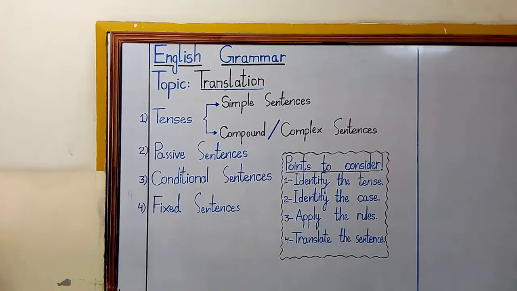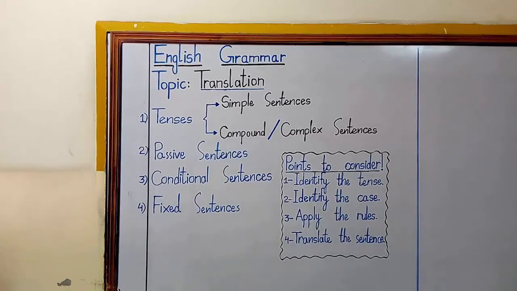My dear brothers, yesterday in the last video lecture, we discussed simple sentence translation, and I told you 4 points to remember when you are translating a sentence from Urdu to English. Point number 1, identify the tense first of all. Number 2, identify the case, whether it is an affirmative, negative or interrogative sentence. Number 3, apply the rules of that particular tense. And point number 4, translate the sentence. Hence, your process is over.